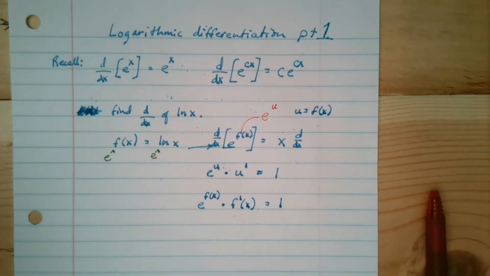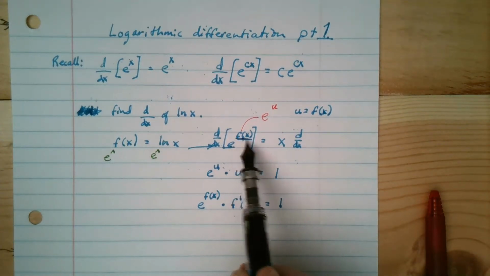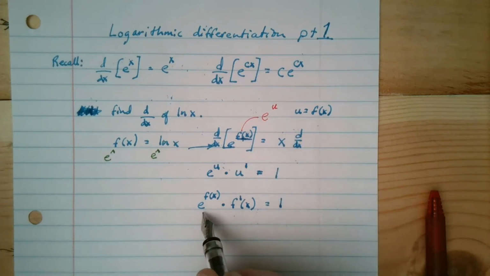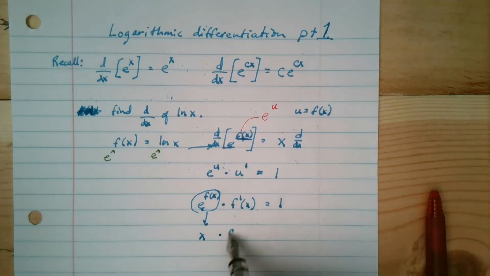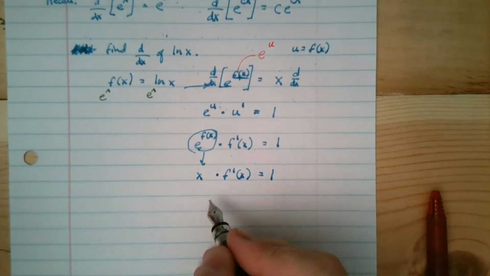So far, so good. Now, here's where it gets a little tricky. We're going to substitute. Come back up here. e to the f of x power was equal to x. So I'm going to take this and substitute x. Okay? Now, solve for f prime.